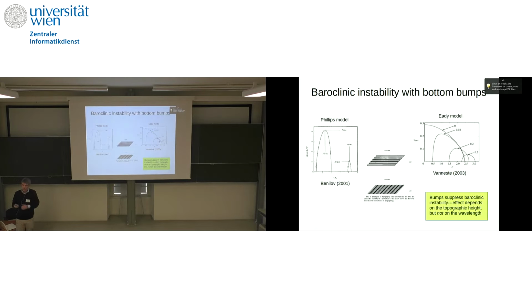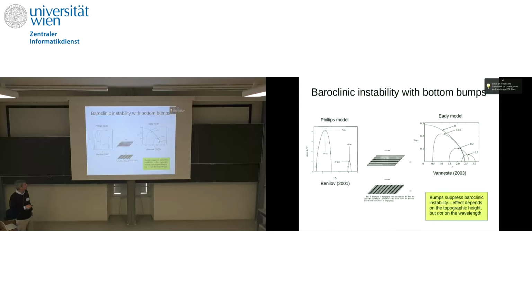But if you have a bottom bump which has a wavelength of about 1 kilometer, then you only need a height of about 100 meters or 50 meters to get the same slope. So for bottom bumps, you need much less severe features for this to happen.